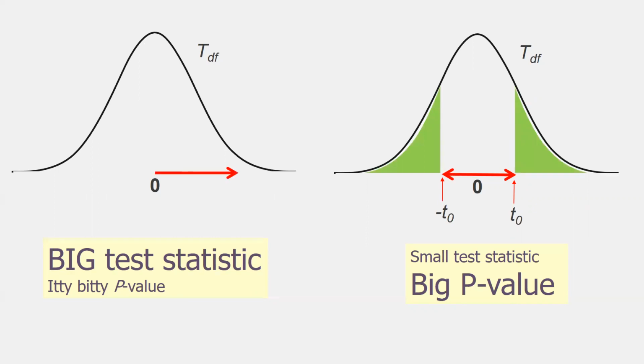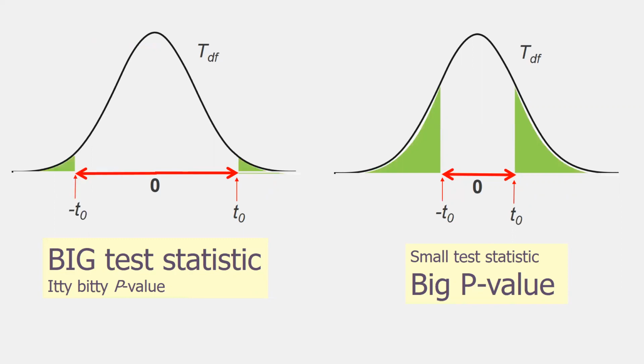If we get a big test statistic, then we're pushing out into the tails where things are unusual. And remember, our t-distribution here is a stand-in for a distribution of test statistics we would expect to get if the null is true. So our t-distribution is null world when the null hypothesis is true. And it's a distribution of the test statistics we would expect. So if we're pushing right out into the tails where things are unusual, that means our test statistic is unusual if the null hypothesis is true. Okay, so big test statistic, itty bitty p-value.